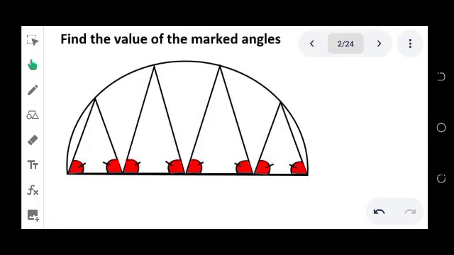Now notice that the mark angles have tick marks, which indicates that they are equal. So that means we will just find the measure of one of these angles, and the rest will have the same measure. Now, in order to solve this, we need a circle, since this semicircle resembles a circle. But we have to draw the circle first because we don't have theorems about semicircles. The only theorems that we have are just for circles.